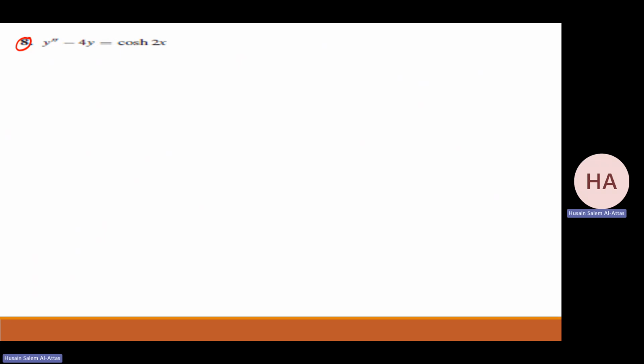Now we'll do the next one. The same steps. First, we solve the homogeneous. So I have r squared minus 4 equals 0. So r equals plus or minus 2. So yc is c1 e to the power minus 2x plus c2 e to the power 2x.